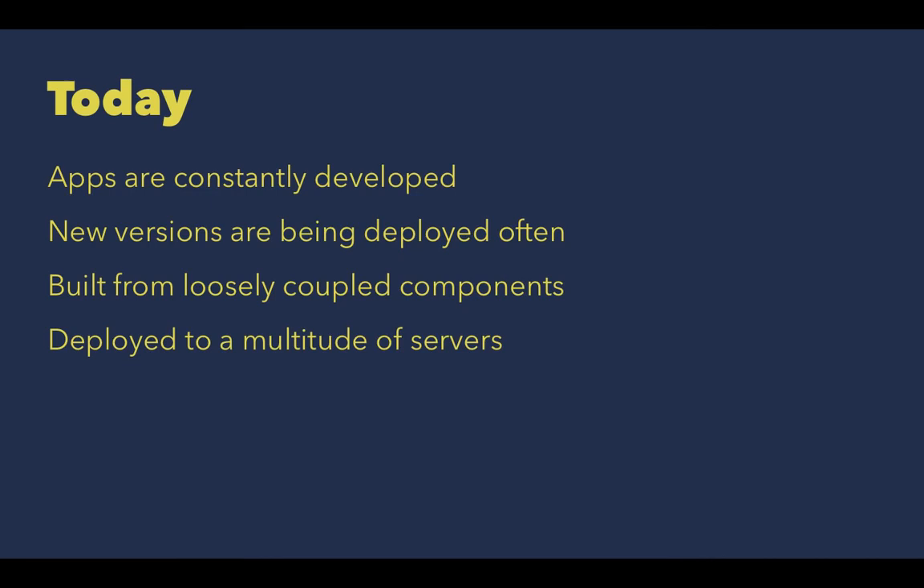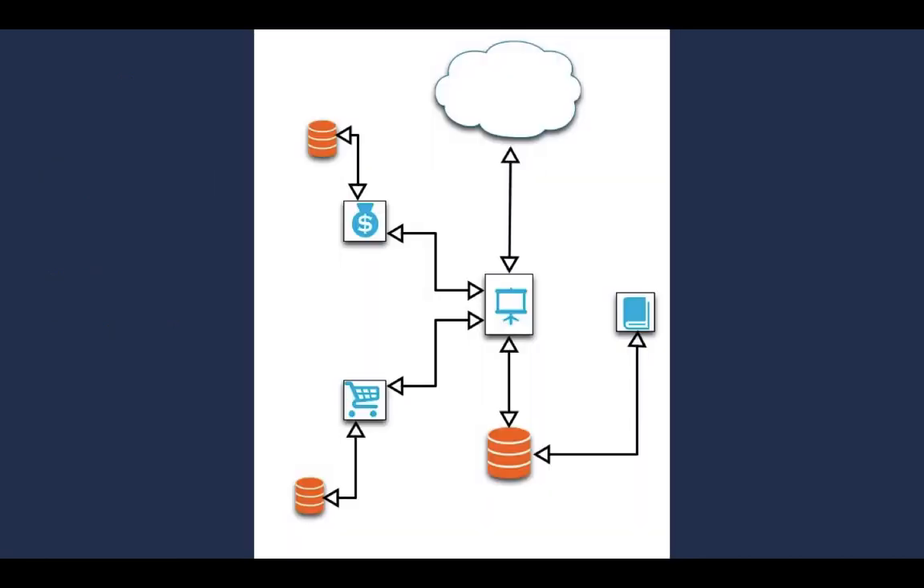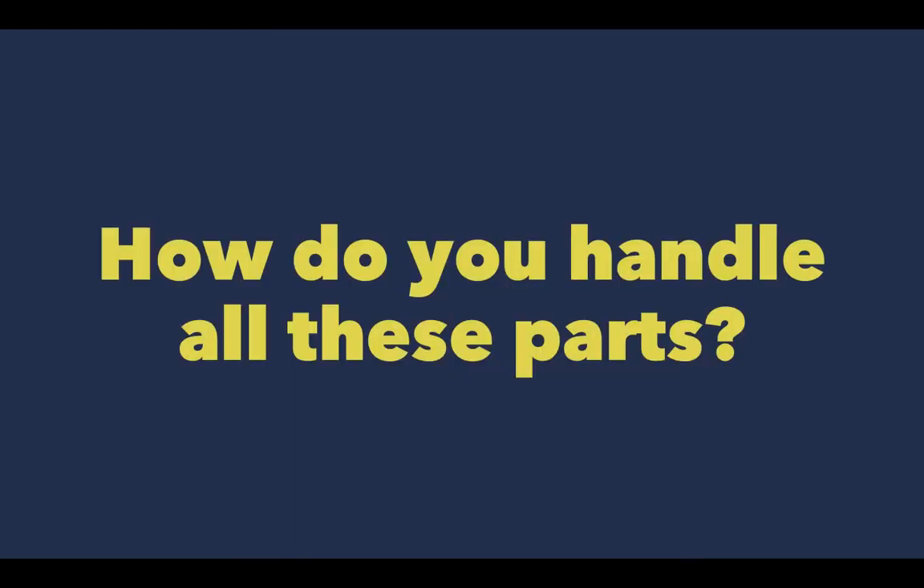Usually they are deployed to a multitude of servers as well, and the pieces of the application talk to each other. So your application might look something like this, where you have your users connect to a presentation layer. That presentation layer is then connected to a shopping cart, a money transaction layer, a library of some sort, and you're storing data in different areas. So how do you handle all these different small parts?